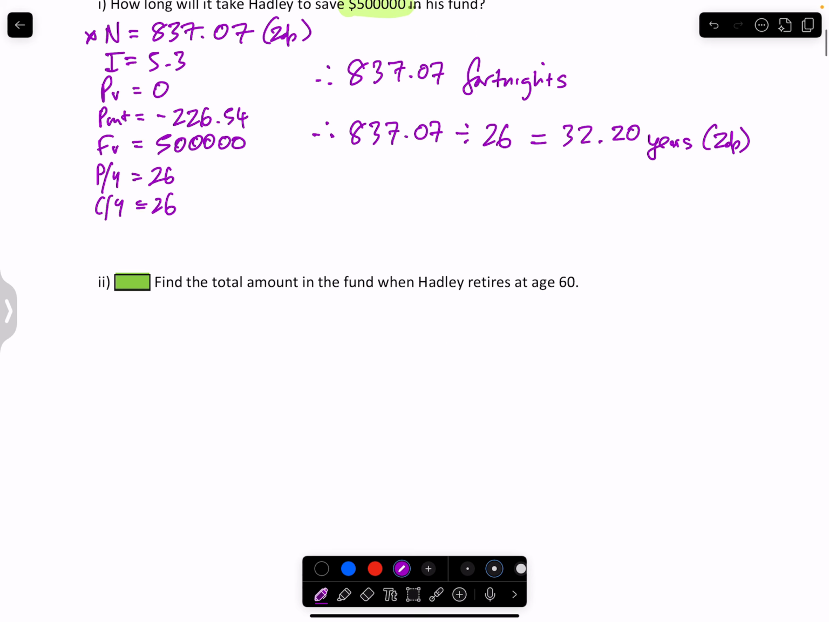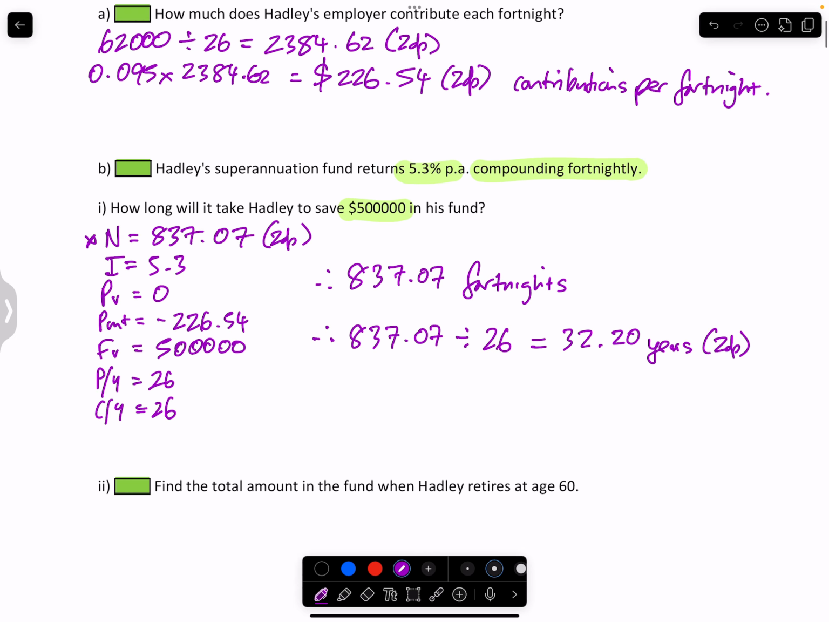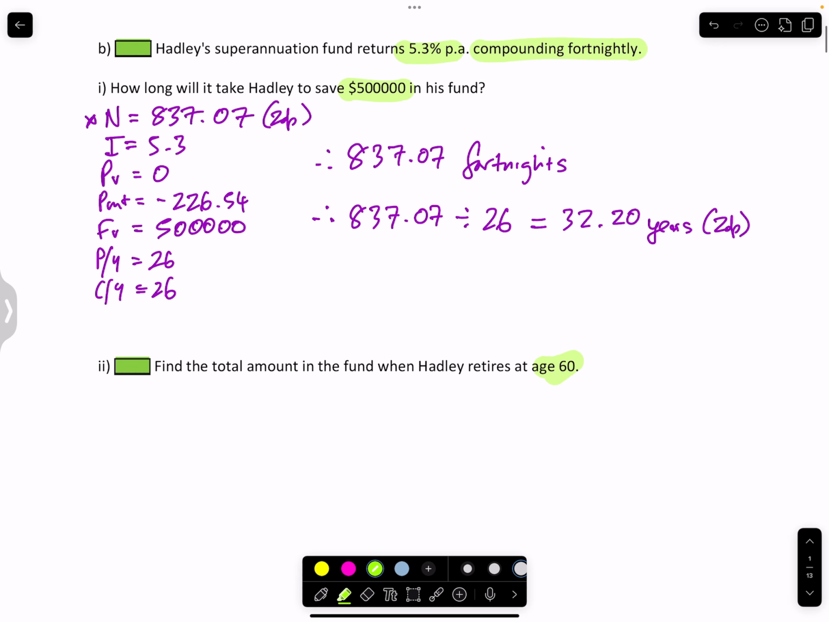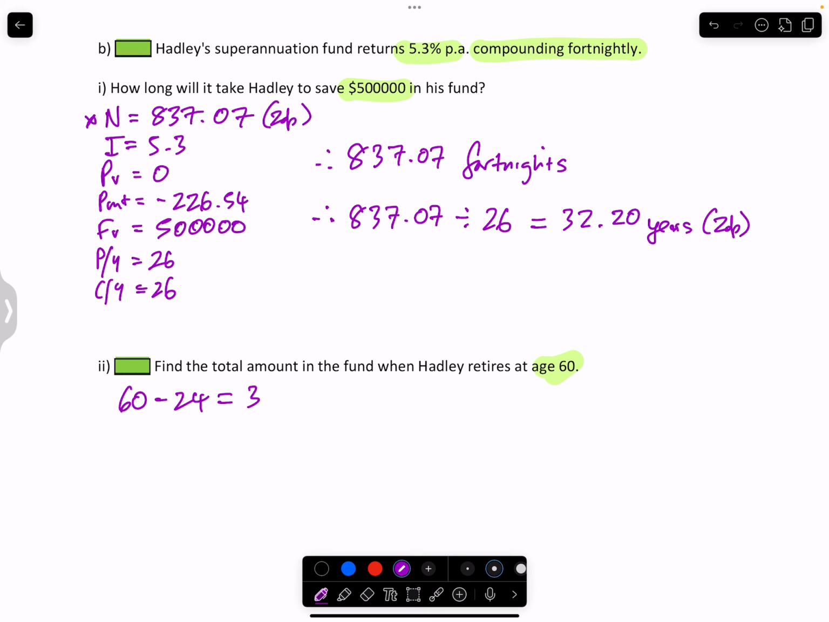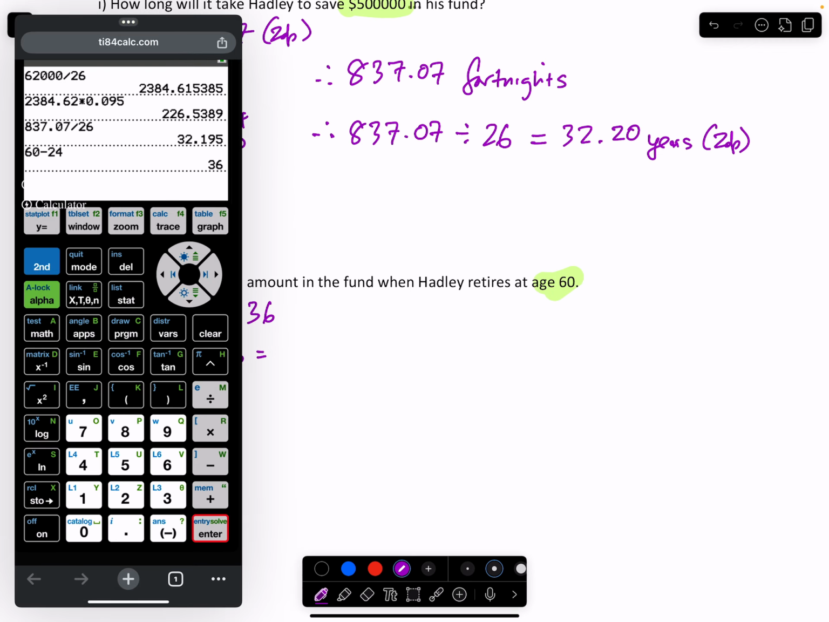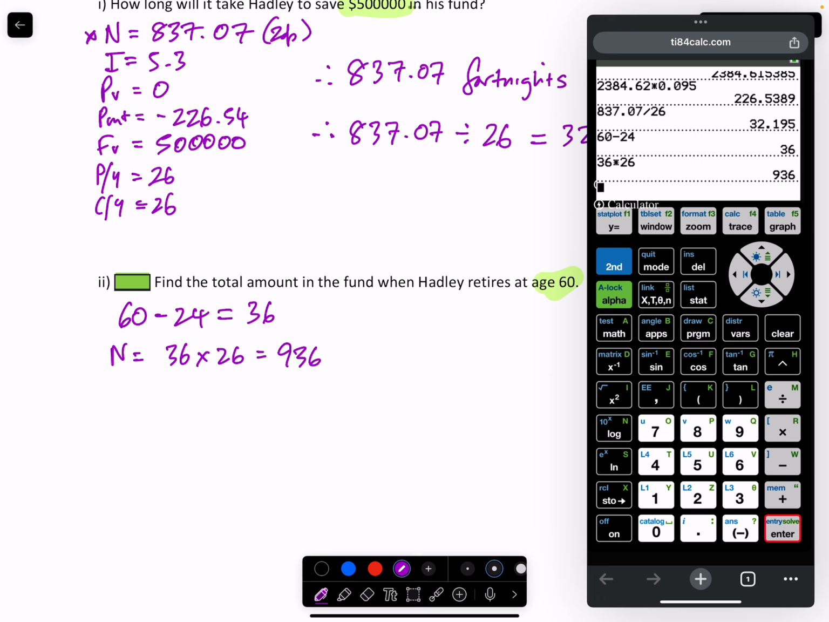Find the total amount in the fund when Hadley retires at age 60. So this is important, 60. He's currently 24. 60 take 24. So we're going to say that he's leaving the account going for 36 years. So N is going to be 36 times 26. How many fortnights will that be? 36 times 26, 936 fortnights.